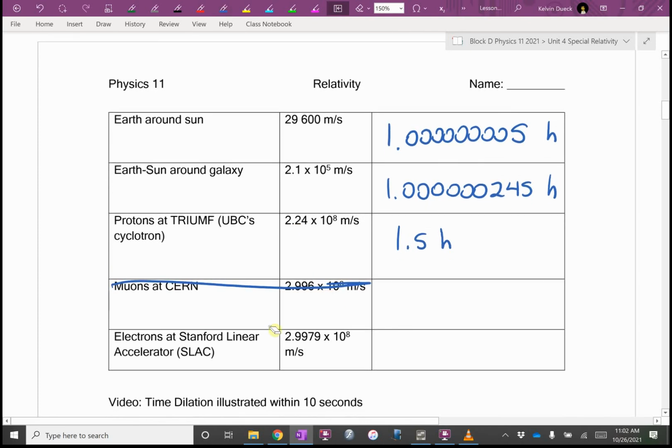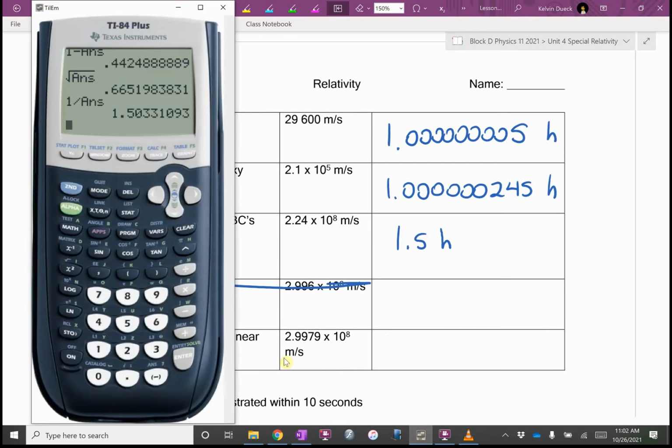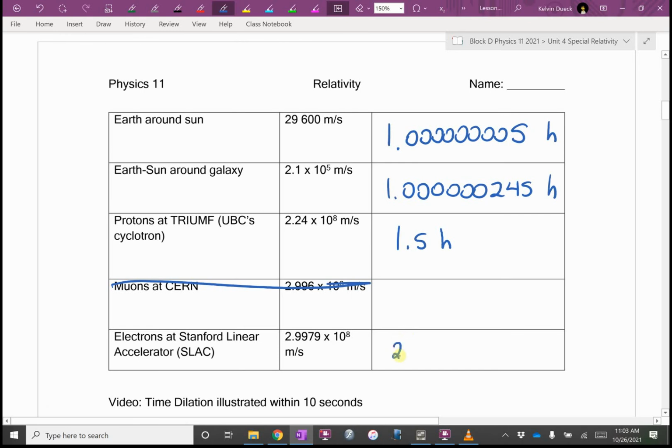Let's look at Stanford University can get electrons going 2.9979 times 10 to the 8th. How much is time dilated for those? 2.9979, scientific notation button 8, divided by 3, scientific notation button 8, squared, 1 minus that, square root of that, 1 divided by that. And you get 26.7? So for every hour of existence the electrons experience, the workers go through over 1 day.